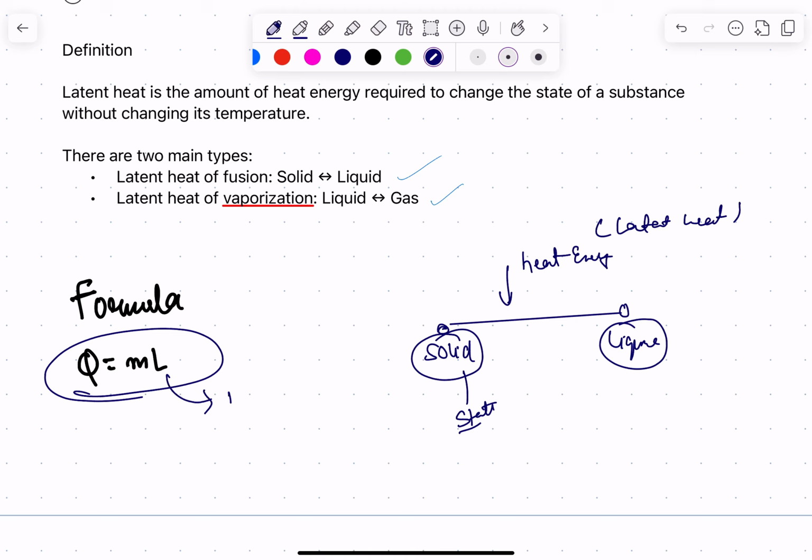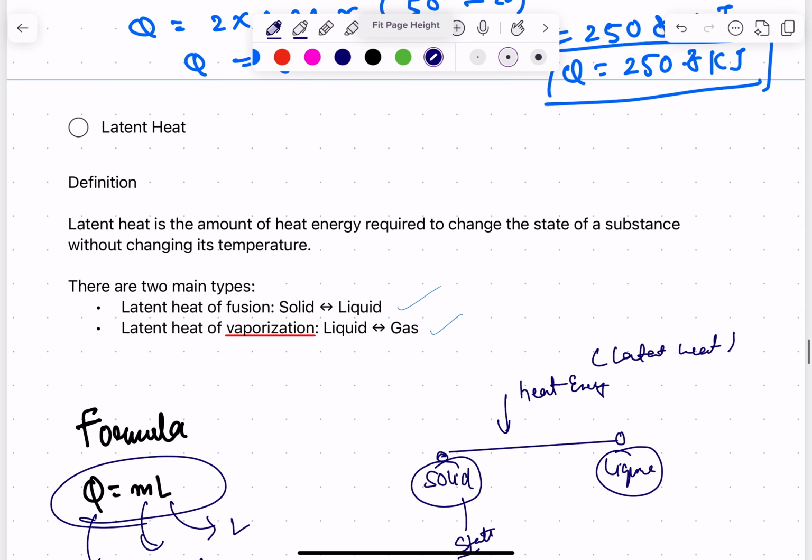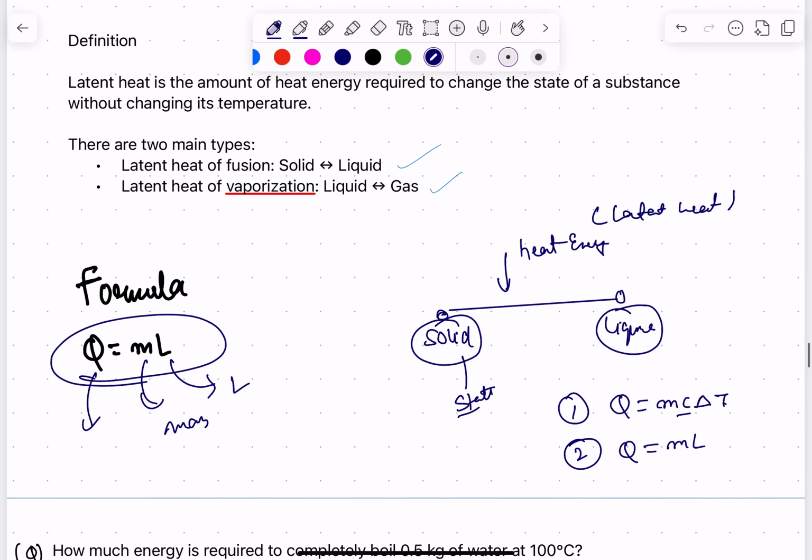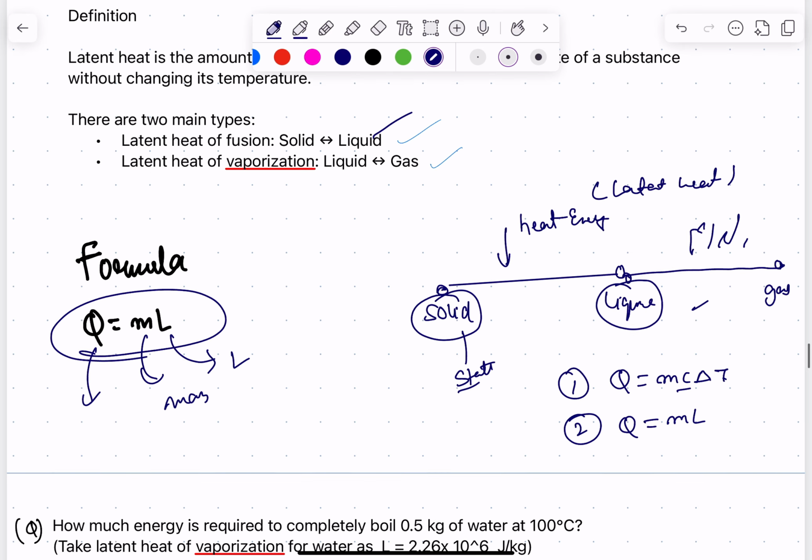L is always given. L is latent heat, M is mass, and Q is heat. So now you know the two formulas which we have learned so far. The first formula is for specific heat capacity, that is Q = mcΔT, or Q = msΔT, but use C, it's better. And the other one is Q = mL. Latent heat can be fusion, which means converting from solid to liquid, and when it is converted from liquid to gas, there will be vaporization. So this will be known as the latent heat of vaporization. So these are the two important latent heats.